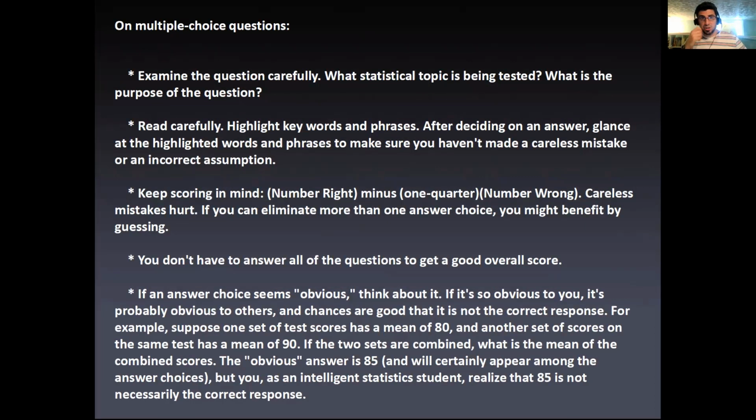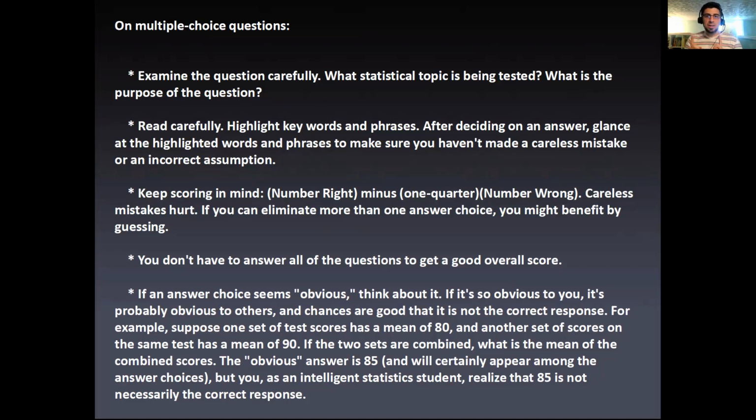On multiple choice questions, make sure, again, to read the entire question and examine it carefully. What topic is being tested and what's the purpose of the question? Highlight keywords and phrases if you need to, or underline them. After you decide on an answer, make sure you go back and see, does it make sense?